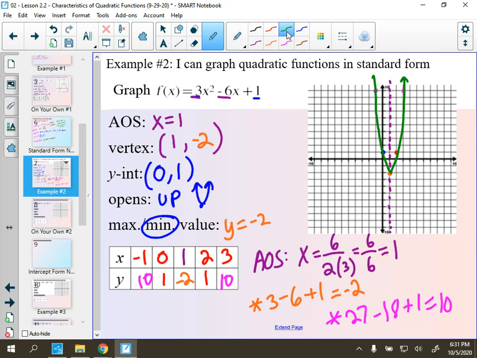That's a little thing, but let's actually make the graph. Arrows on both ends. I think we did it. There's our graph of something in standard form.